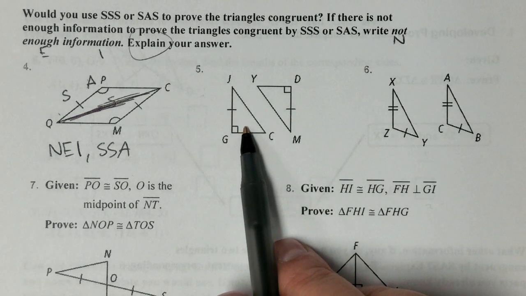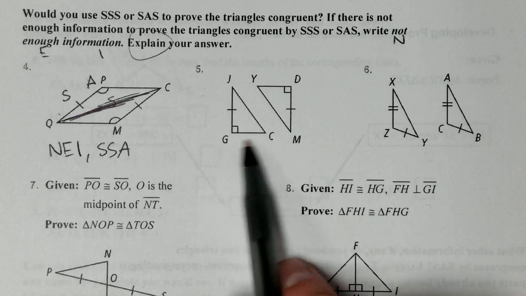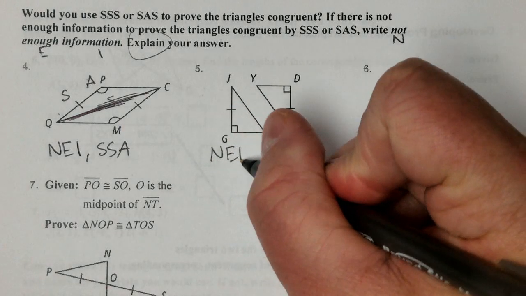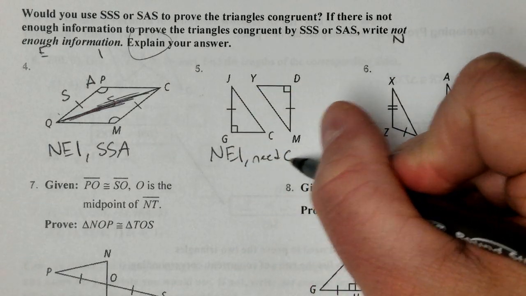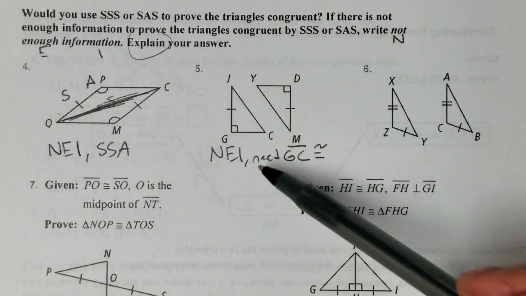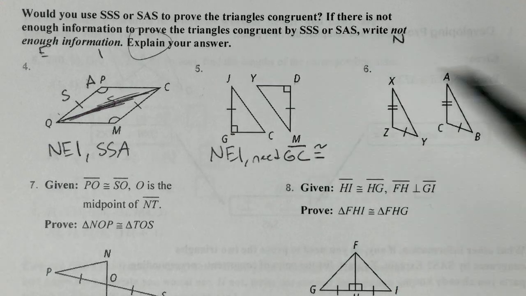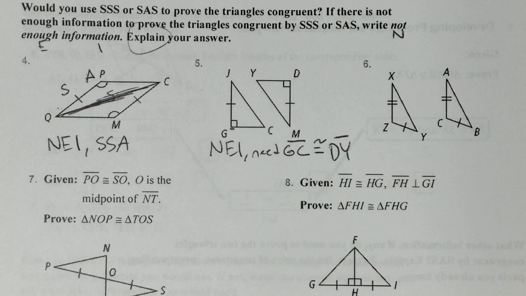On this one, we've got an angle here and we've got a side, but we don't know about this one with the other one. So it's not enough information, and we need GC congruent to. Alright, G was the right angle, so we've got to start with D, and so it'd be DY. So that's how you figure it out. You got to think about your corresponding letters like we did on a previous lesson.